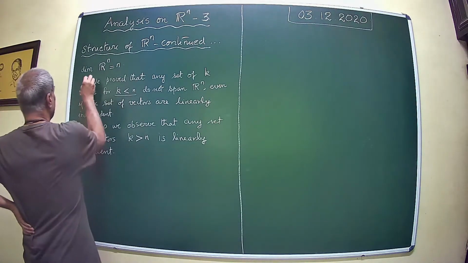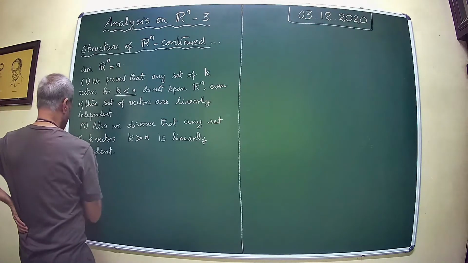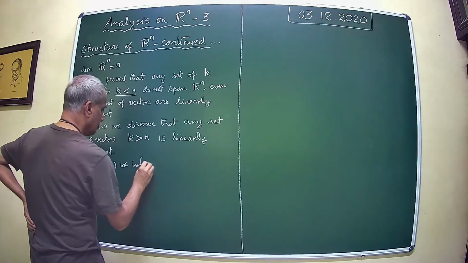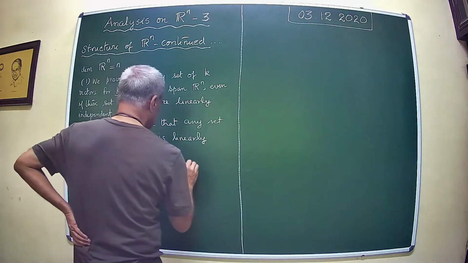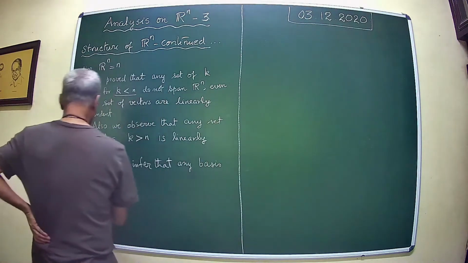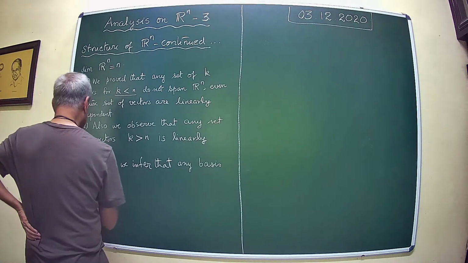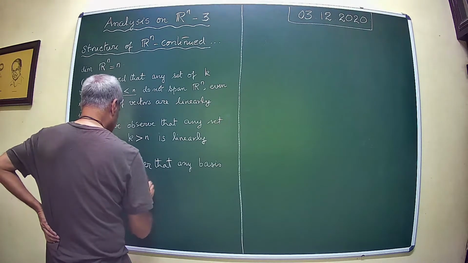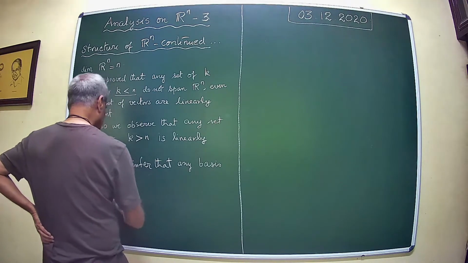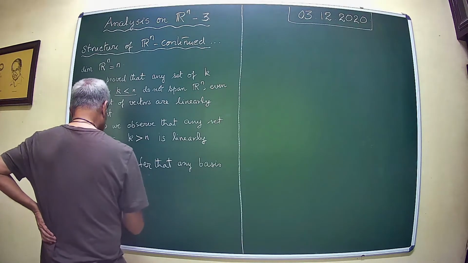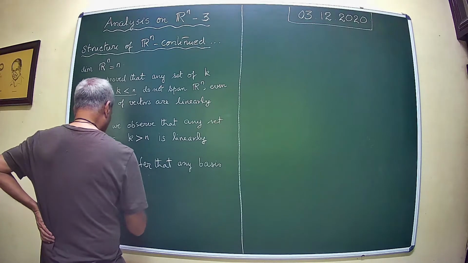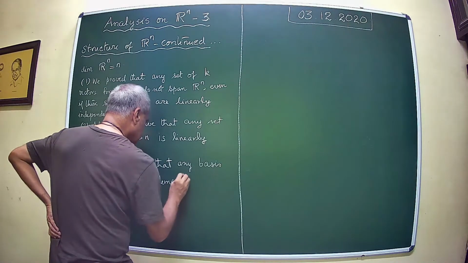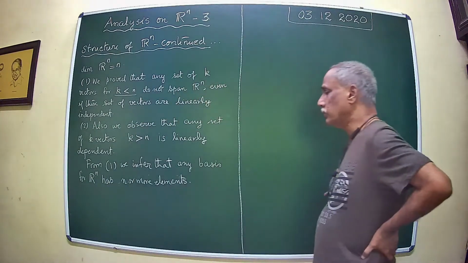The first one says that any basis for Rn has n or more elements, because the basis has to span the whole space.